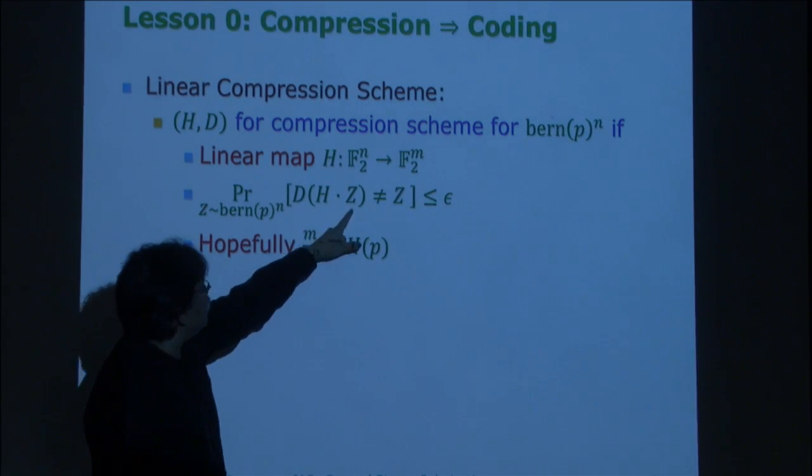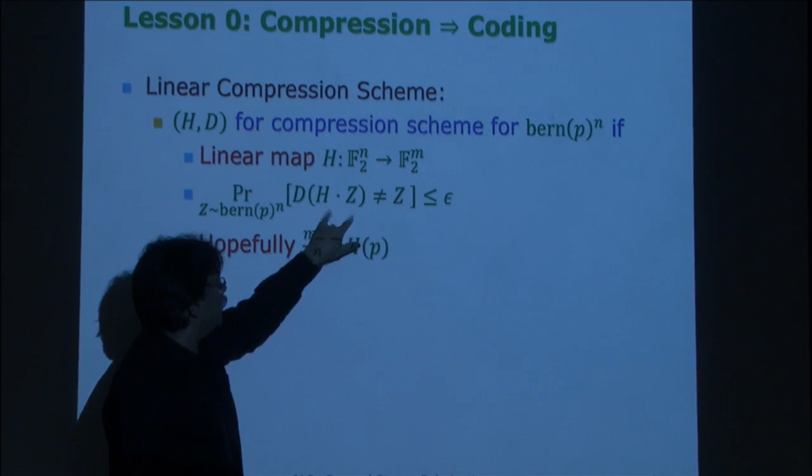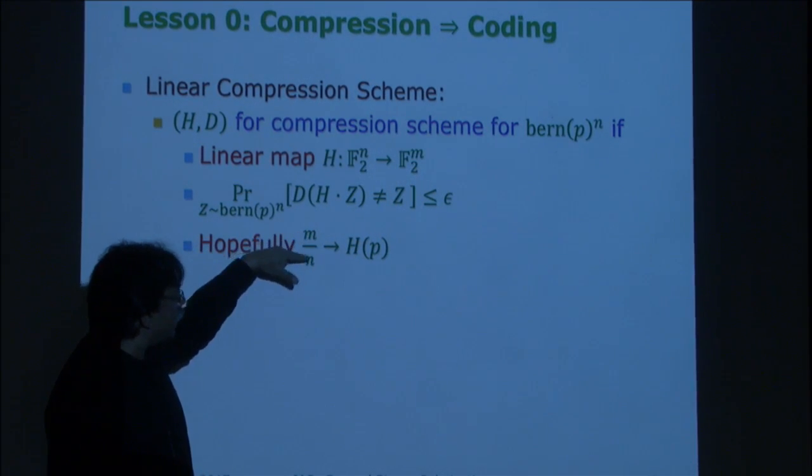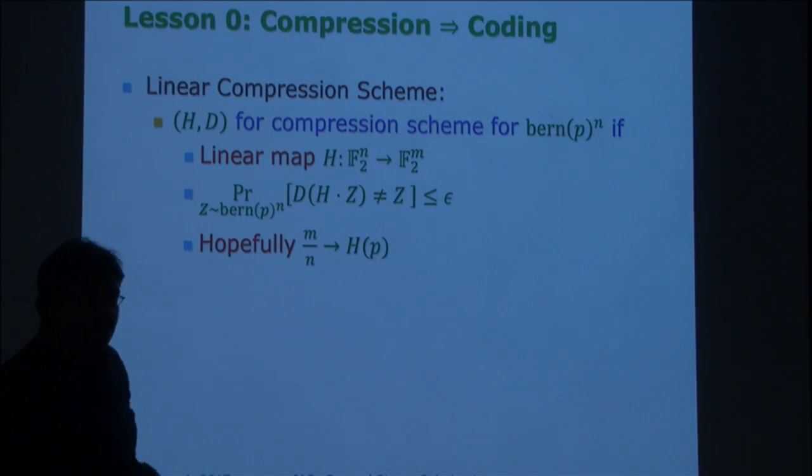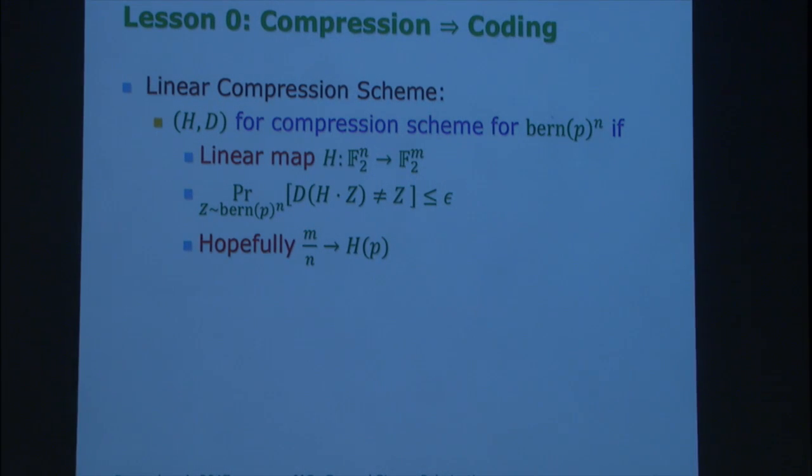Why is it compression? Because h times z is going to be smaller than z. In fact, we want m over n to be roughly the entropy of p. Okay, so this is our target. Now that's what syndrome decoding is, right? For the coding theorists, that's how they think. That's how you probably think about it.